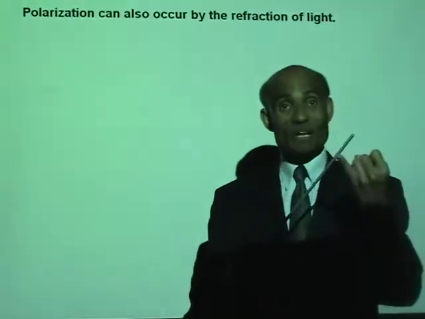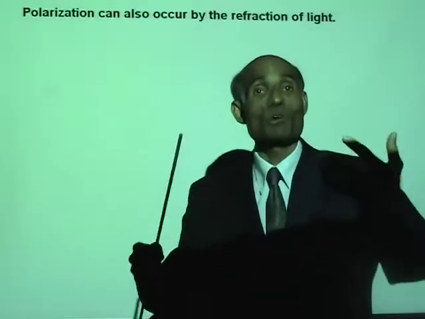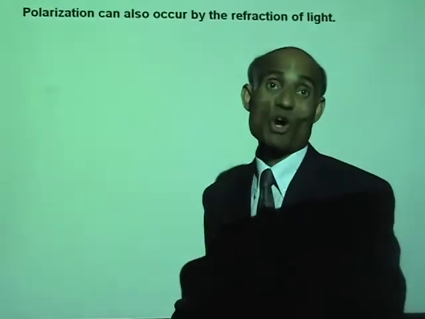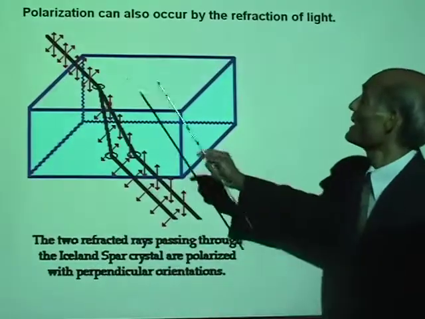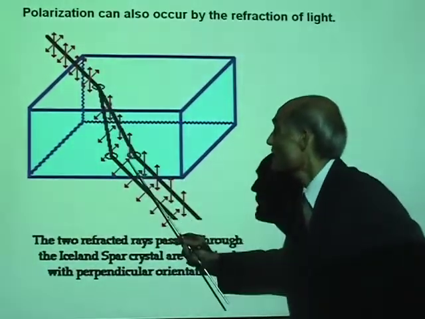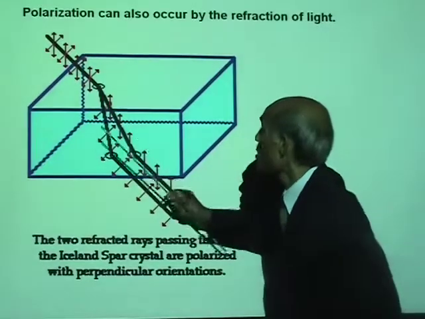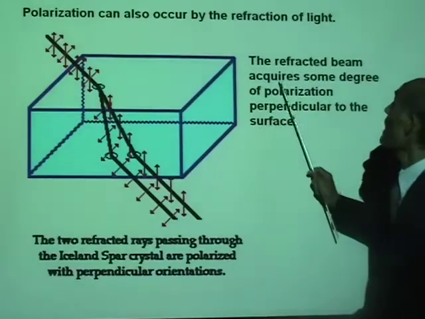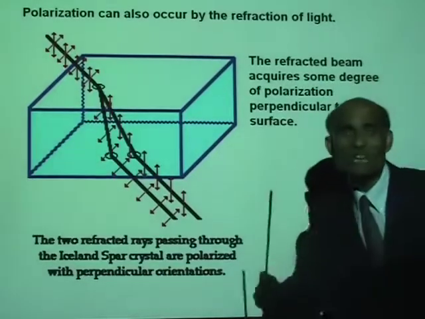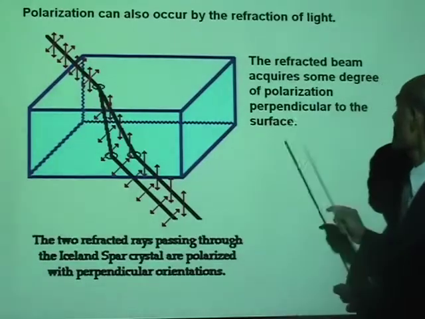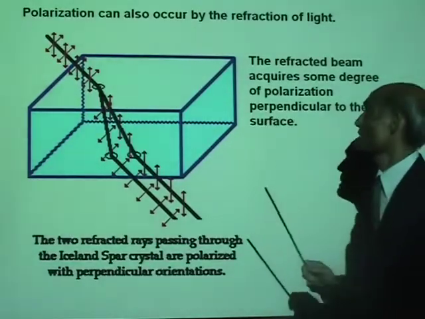So reflection can produce polarization. Also, refraction can cause polarization. When a beam of light is passed through a transparent medium, partial polarization will happen. The refracted beam acquires some degree of polarization, not total polarization, perpendicular to the surface.